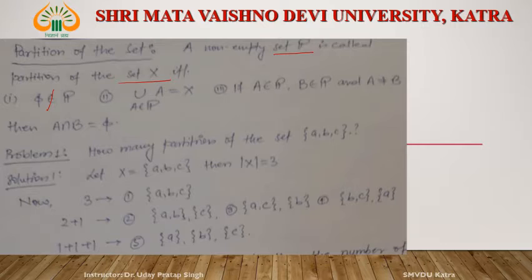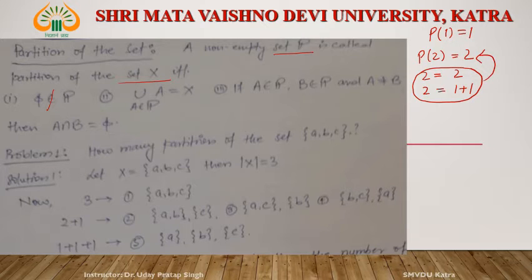For example, how many partitions does the set ABC have? First, see what the partitions are. The partition of 1 is 1. How many ways can we write 1? That is 1. What is the partition of 2? 2 can be written as 2, and 2 can be written as 1 plus 1. Therefore, there are two ways to partition 2. Therefore, P2 is equal to 2.